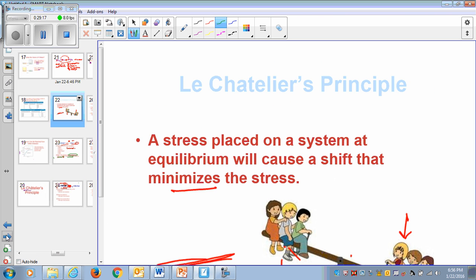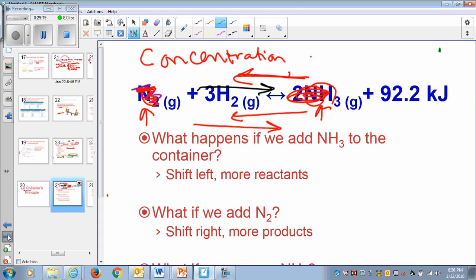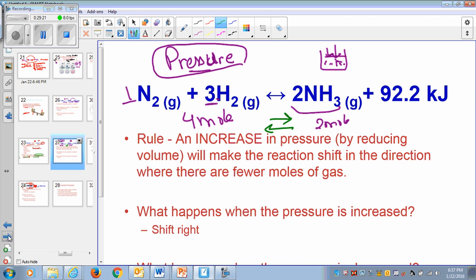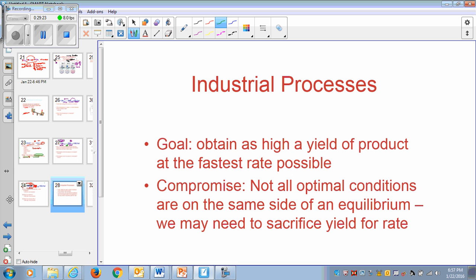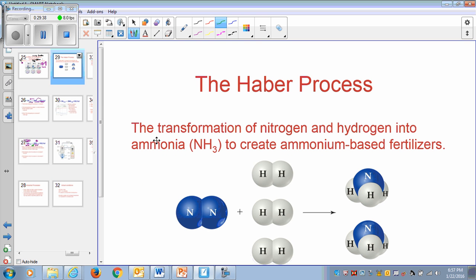And so we learned about temperature, pressure, concentration. So industrial process, this is the Haber process that it talks about, that we really need to know this equilibrium and how equilibrium works to increase our percent yield. Okay, the Haber process is the transformation of nitrogen and hydrogen into ammonia to create ammonium-based fertilizer. So there is a lot of detail on the Haber process. There is no rocket science in it.